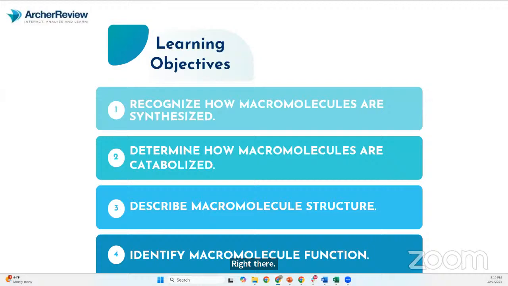So our learning objectives with the macromolecules are we want to understand how macromolecules are built. That's the fancy word for it, synthesized. Anytime you see that in biology, that's a word that biologists love. Just think build or make. So this is saying we want to recognize how macromolecules are built. We need to look at how they are catabolized or broken down. And we need to understand their structure and their function.